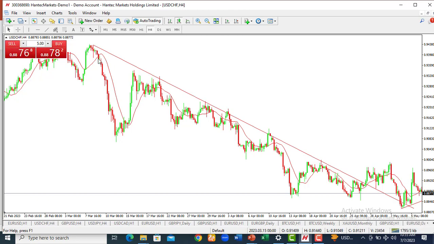So let's say you've drawn 1, 2, 3, and you've drawn to the end. You don't have to stress yourself. Wait for the market to come back to the trend line. When the market comes back to the trend line and gives a bearish confirmation, you sell.